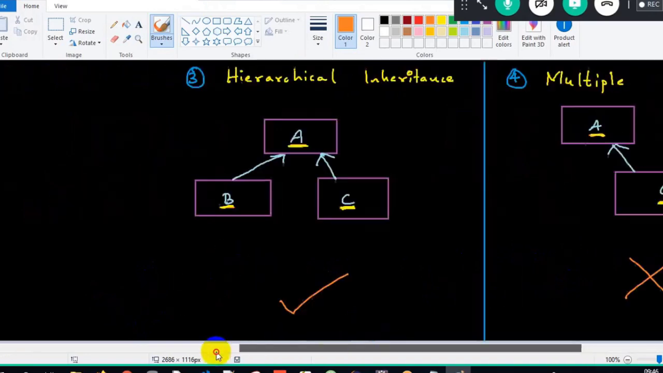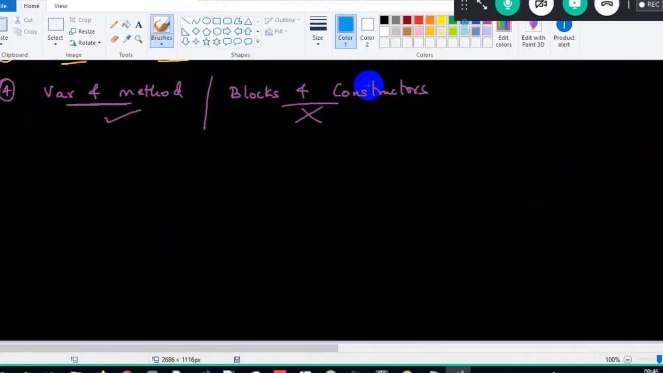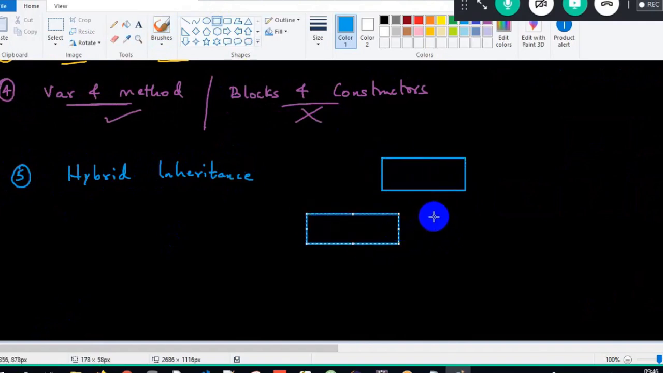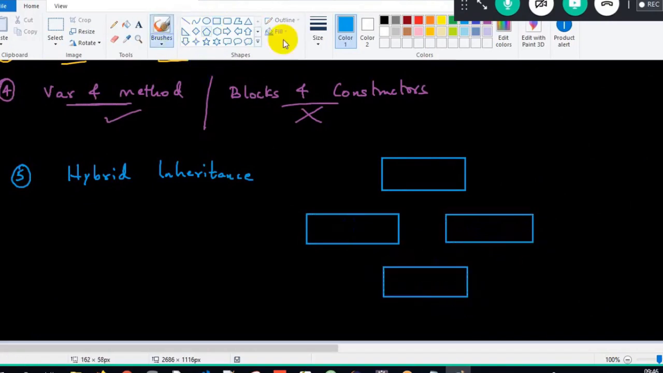And similarly, we have one more last part. That is nothing but hybrid inheritance. What is the last part here? The last part is hybrid inheritance. What is hybrid inheritance? It's a combination of two or more types of inheritance. It's a combination of what? Two or more types of inheritance here. So this is hybrid. If you closely observe, imagine this is A, this is B, this is C, this is D.